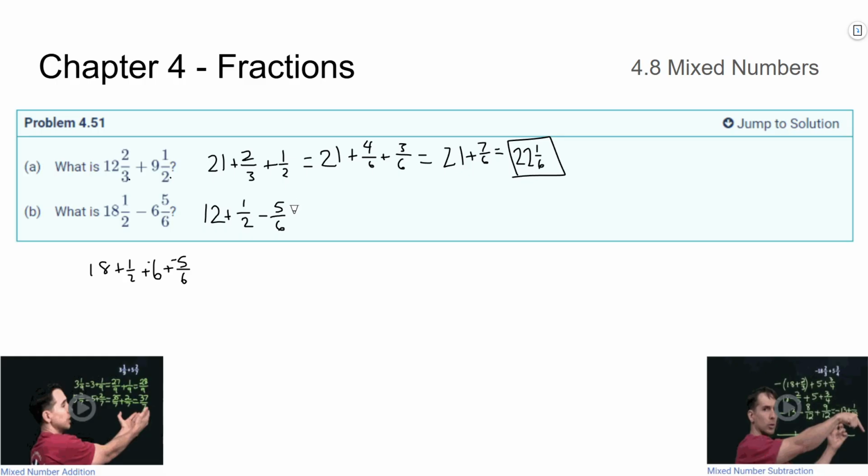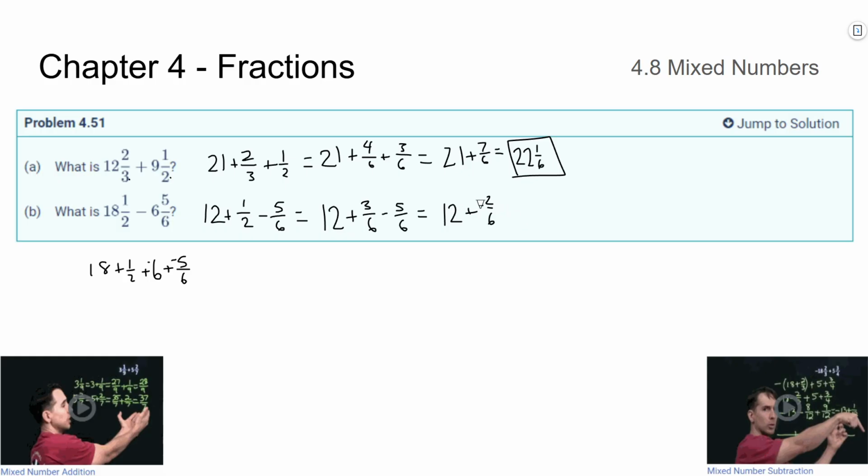Okay, so let's get a common denominator. So we have 12 plus, you can do 3/6 minus 5/6. It's going to be a negative fraction there. So we have 12 plus negative 2/6.